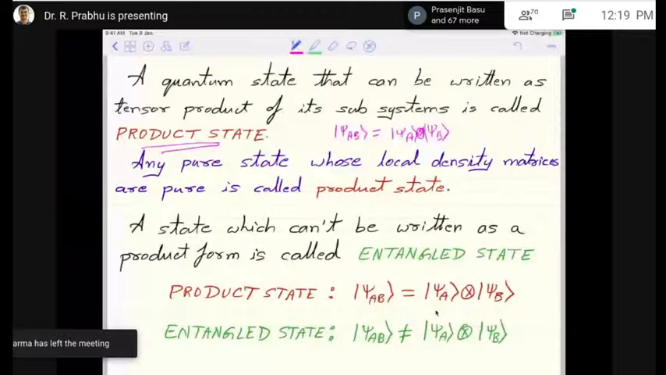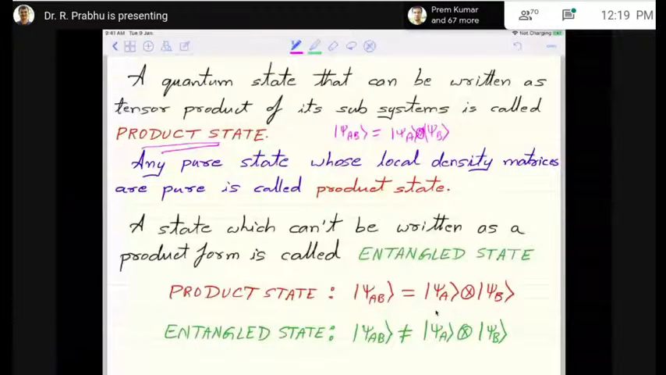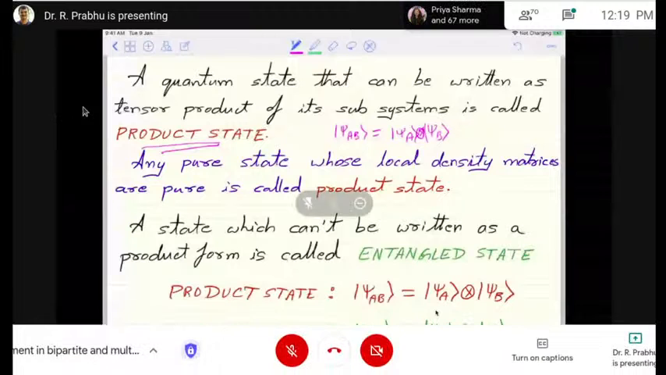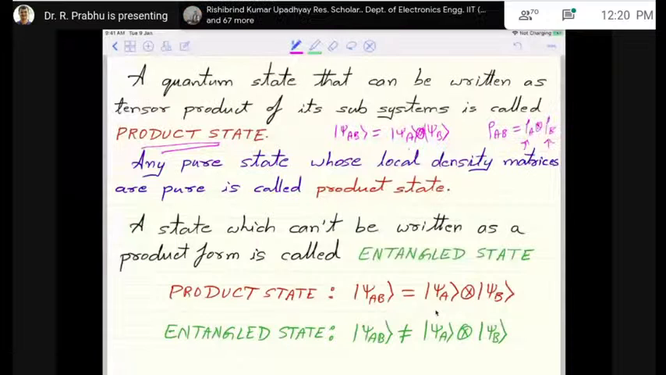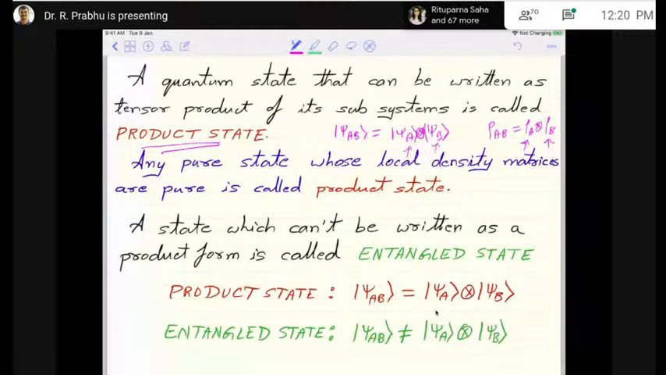Any pure state whose local density matrices are pure is called a product state, because I told you earlier also, when I write rho AB equal to rho A tensor rho B, I know everything about A and I know everything about B. So the same logic applies where I know everything about psi A and psi B individually. Therefore, I can write the composite system as the tensor product of those two states. A state which cannot be written so is called an entangled state.